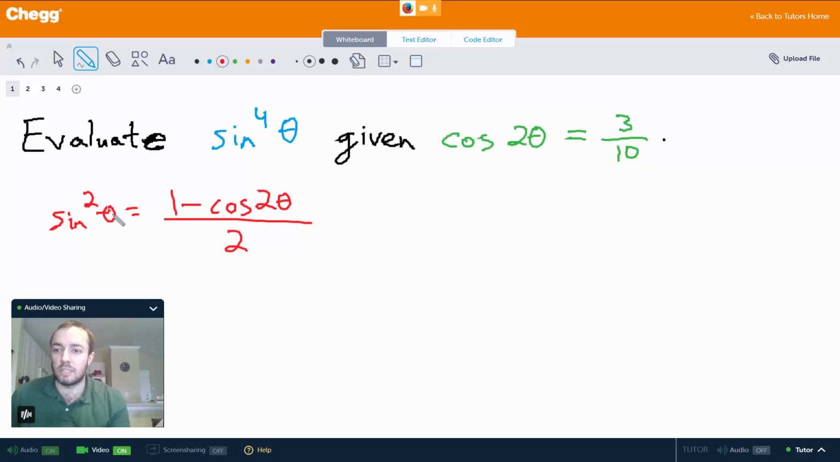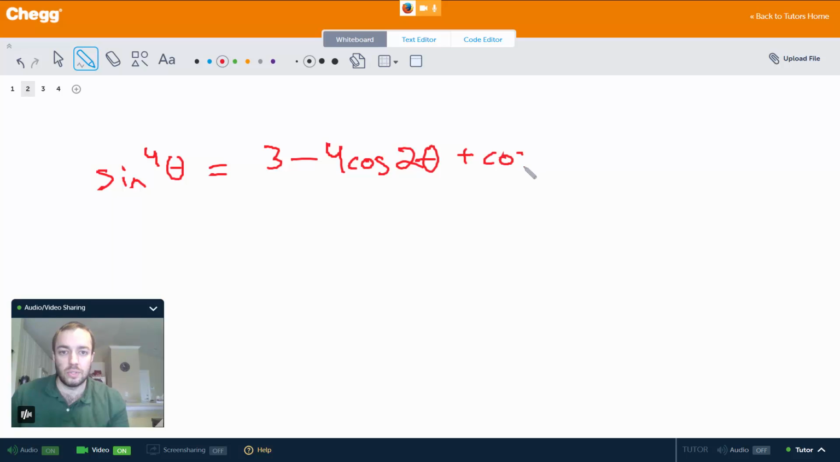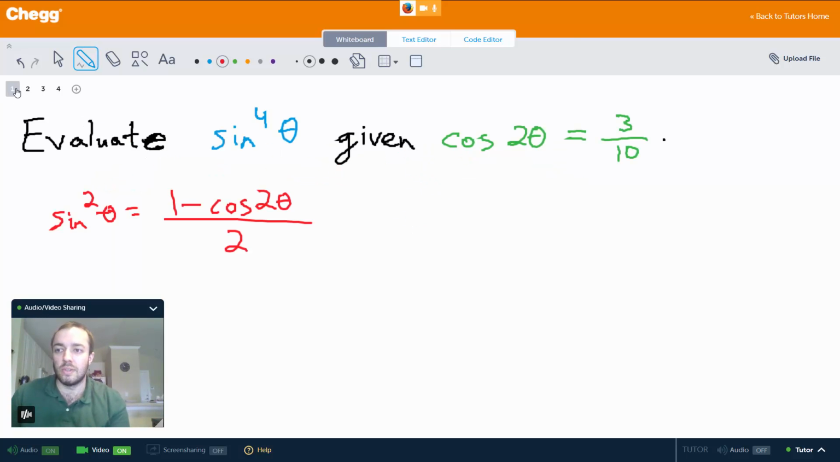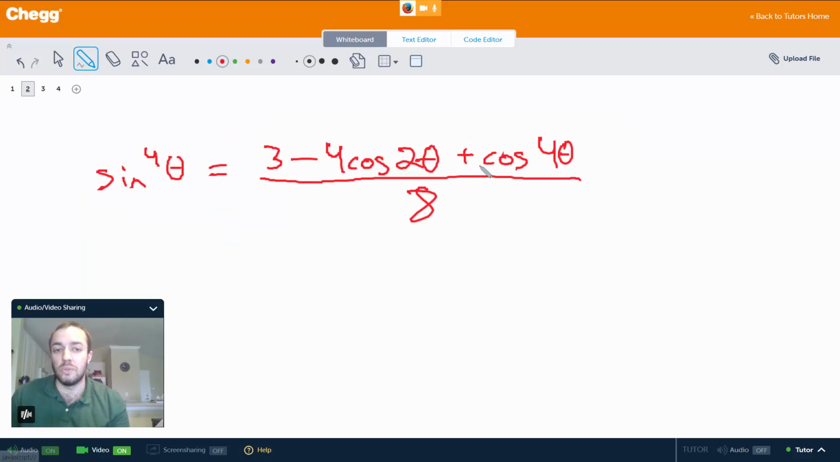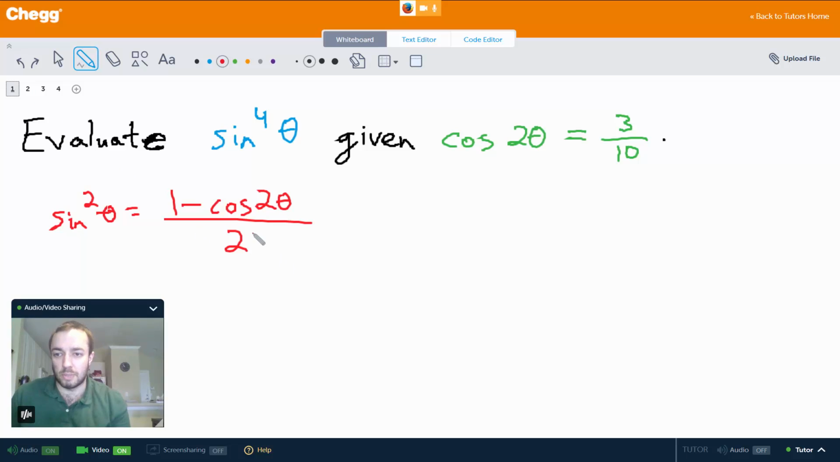Now I would like to point out, as a side note, that sine to the fourth of theta actually does have its own power reduction formula, but it's a little more complicated to use. It's 3 minus 4 times the cosine of 2 theta plus the cosine of 4 theta, all divided by 8. We can certainly use that, but the trouble is that we don't really know what cosine of 4 theta is. We're given the cosine of 2 theta, and we could use that to find the cosine of 4 theta, but it's an extra step, and this expression is more complicated to evaluate than the other one.